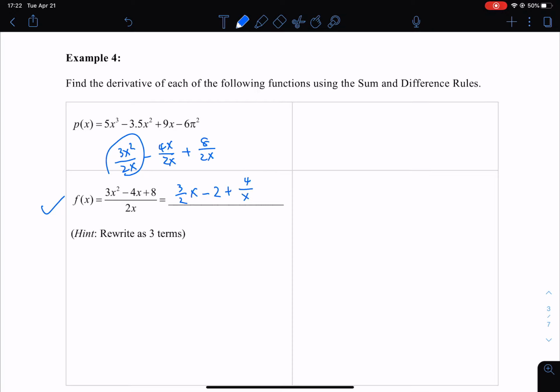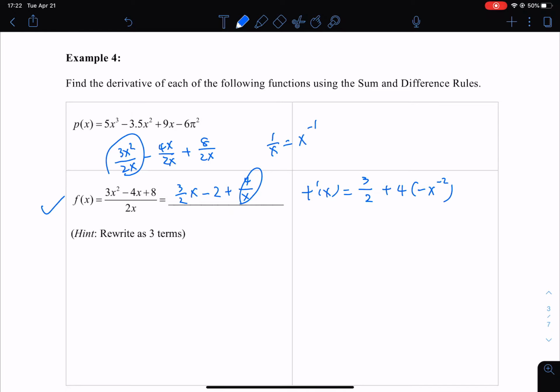Then we take the derivative. f prime of x is just, excuse me, 3/2. Then this is a constant number, so the derivative is just 0. And the derivative of this one is plus 4 multiplied by minus x, because 1 over x is just x to the minus 1 power.